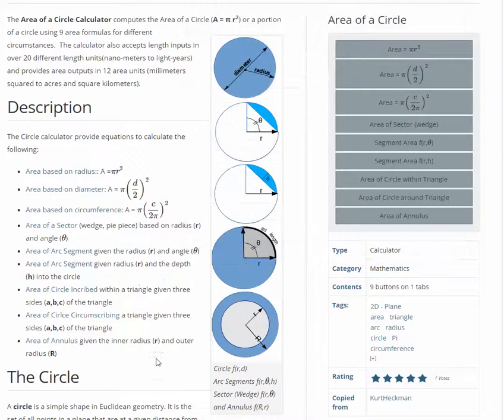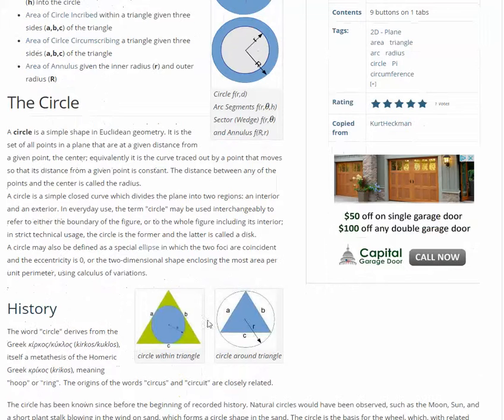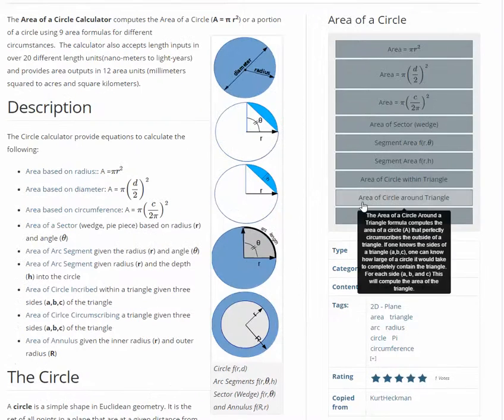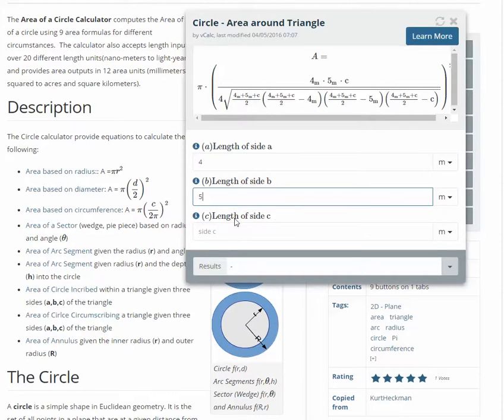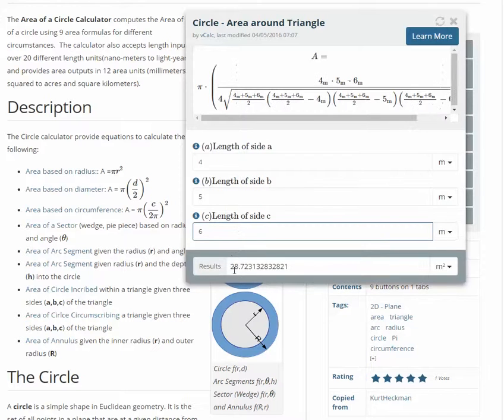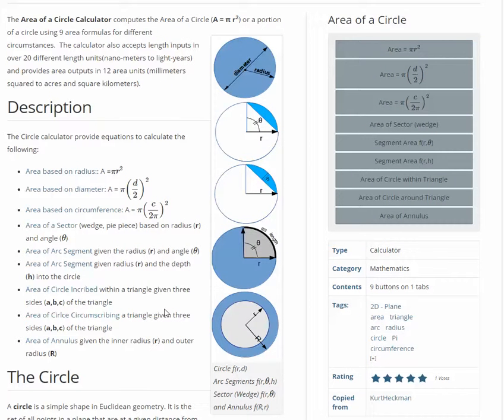And then similarly for a circle that is on the outside of a triangle, so again, give it sides A, B, and C, and it'll tell you how big of a circle would go outside. Circumscribe it, so click on this right here, and it'll do the same for me. So we'll go ahead and do this one. We'll say it's 4 meters, the triangle 5 and 6, and it will go off and calculate that circle that is around the outside of that triangle that would have an area of 28.7213.